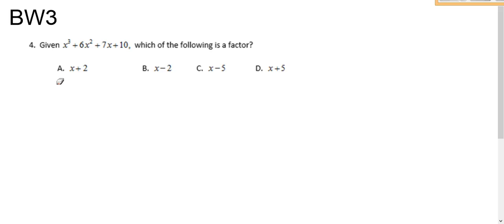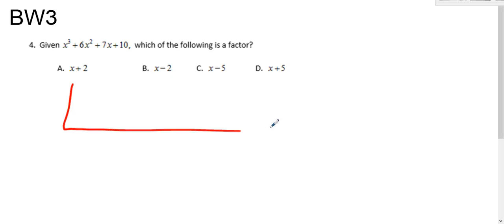On bell work number 3, question 4, you got to find which one is a factor. So if it is a factor, that means that it divides in evenly. So you could factor this if it was factorable. It's not. Because it's 4 terms, you could check for factoring by grouping, but it's not able to be factored by grouping. So the best way to go here is just check to see what is an actual factor.